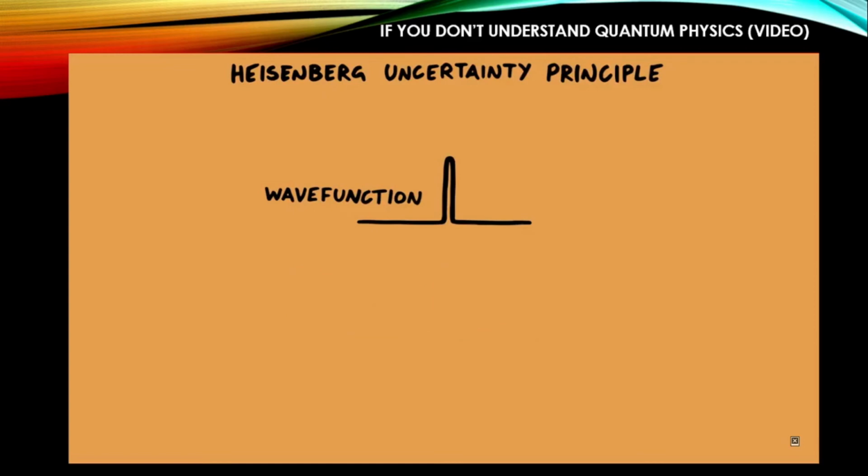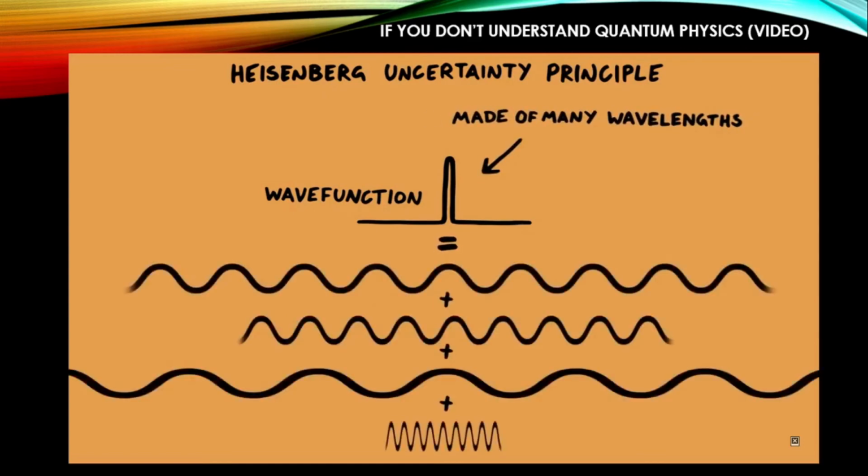And any wave that isn't a perfect sine wave, you have to build out of multiple different sine waves. Each of those multiple different sine waves has a different wavelength, and hence you have a range of the possible different values of momentum for the particle. This is Heisenberg's uncertainty principle.